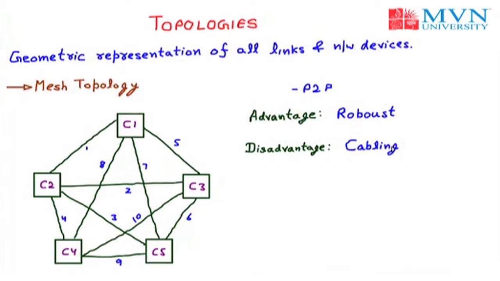Obviously you can see that to connect all the 5 computers we need 10 cables, that is n into (n minus 1) by 2, which is 5 into 4 by 2. So that means these are the maximum cables required to connect all computers, the maximum possible cables. So that is the main disadvantage of the mesh topology.